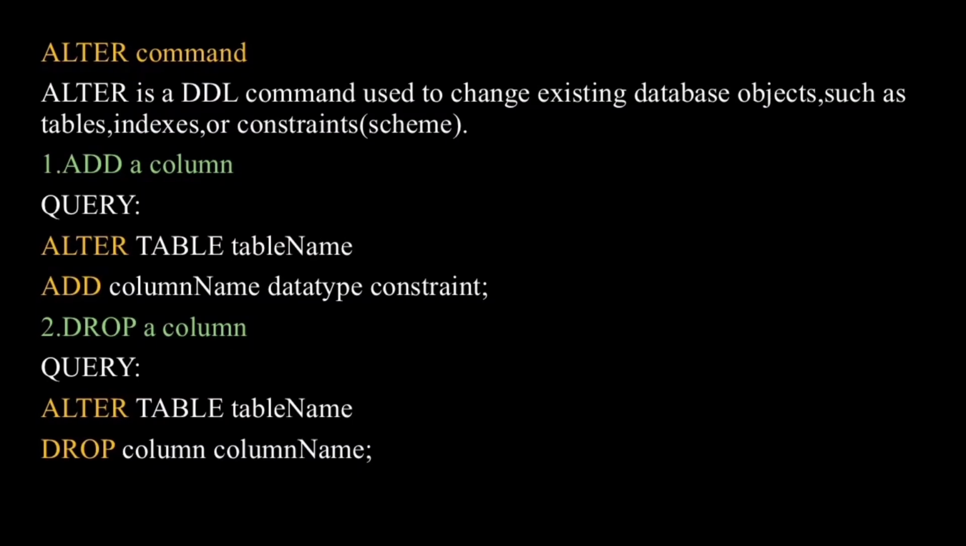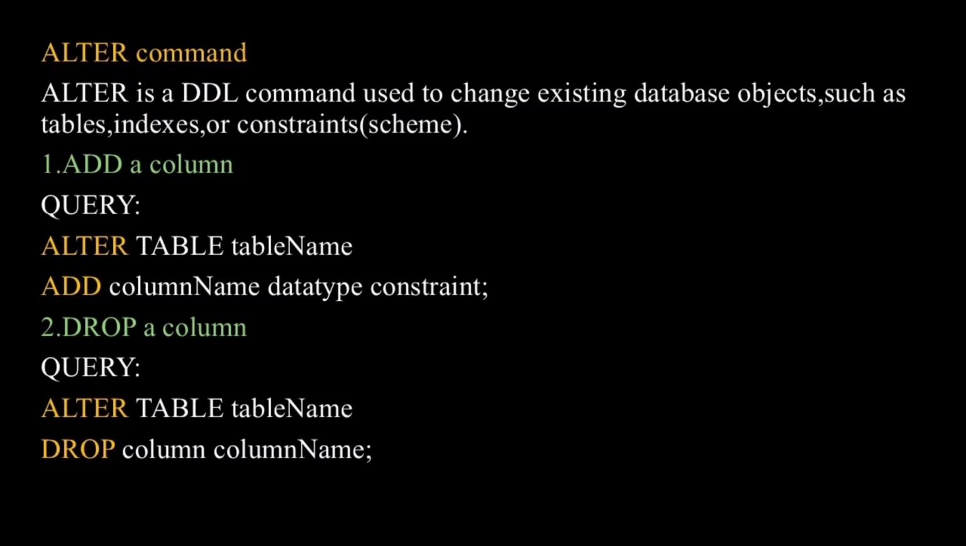Let's see how the alter command is used with queries. Adding a column. As I mentioned, the alter command helps us to make changes to the schema. So whenever we want to add a column, basically doing some changes to the schema, we use the alter command. Let's understand the query. The query for adding a column is alter table followed by the table name.